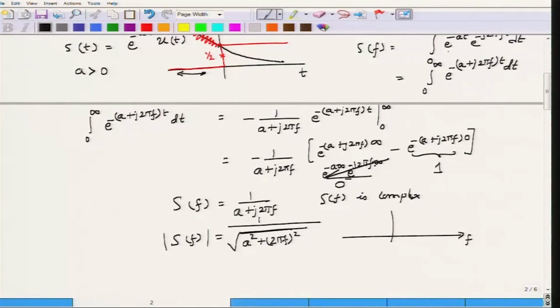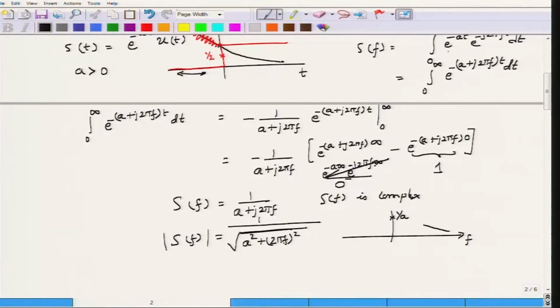In fact, if you were to graph this magnitude of S of f as a function of f, at f equal to 0 you have a value of 1 by a, because a square and that square root will cancel. And when f is going positive and very large, this quantity 2 pi f whole square will become very large compared to a square, and then this would essentially go down to 0.